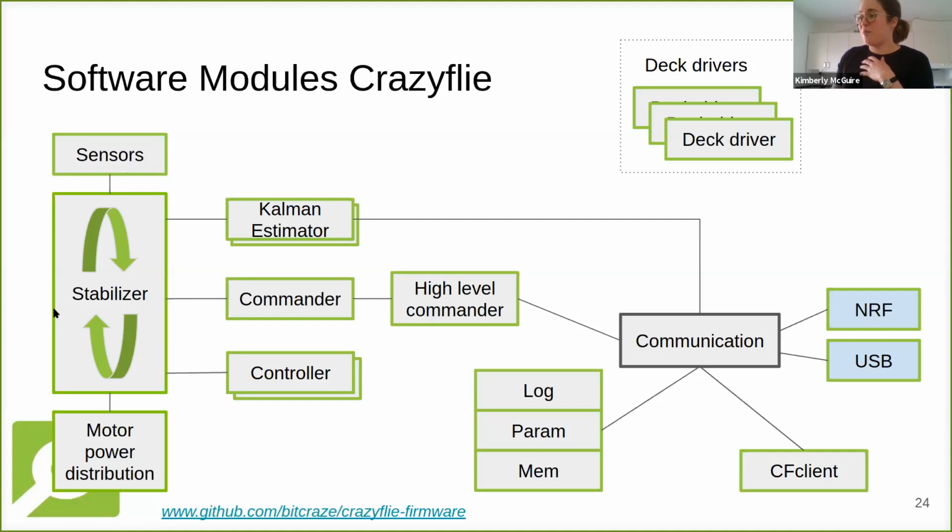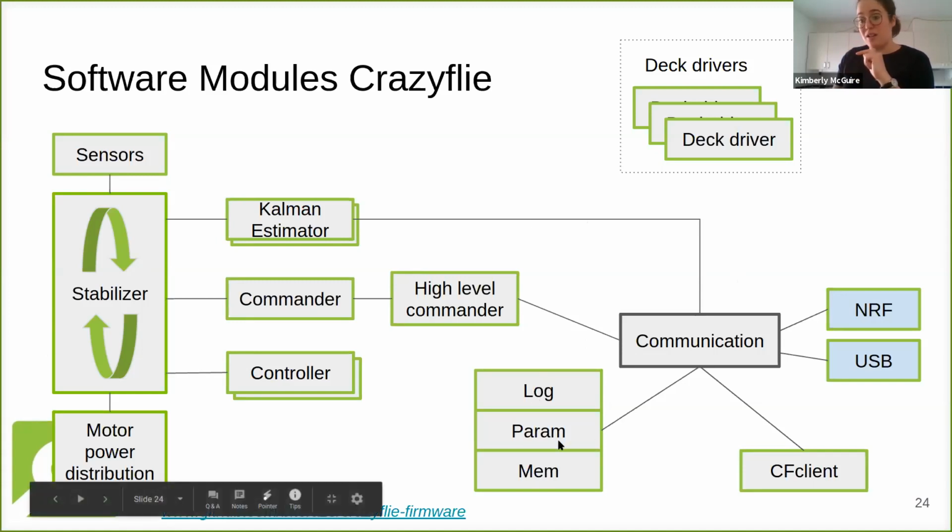So you need an estimator to estimate your state. You need controllers to be able to do something with that state, and you need a commander to set points. And if you look here at the communication part, this is pretty much when you communicate with your actual computer. So you have logs, but you also have parameters. So you're able to set parameters in the CF client as well. You're able to load trajectories to memory.